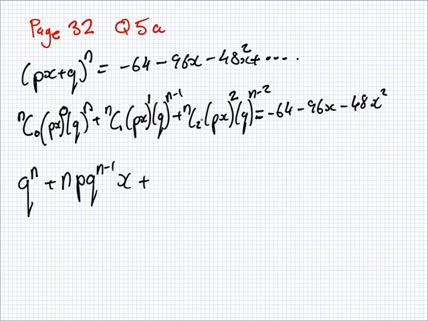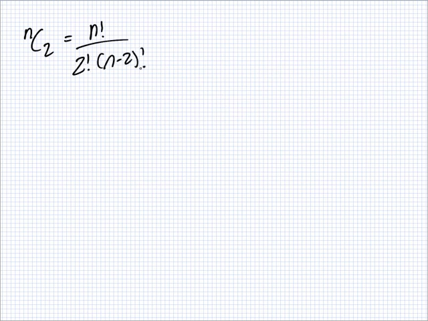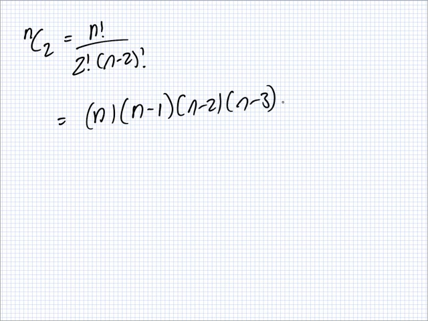Now it gets interesting. NC2. Let me go to the side and calculate NC2 for you. So NC2 is equal to n factorial over 2 factorial n minus 2 factorial. Yeah? Now what's n factorial? N multiplied by what's next? Next? And when do I stop? When I get to... No, I get to 1. It decreases down to 1, doesn't it?